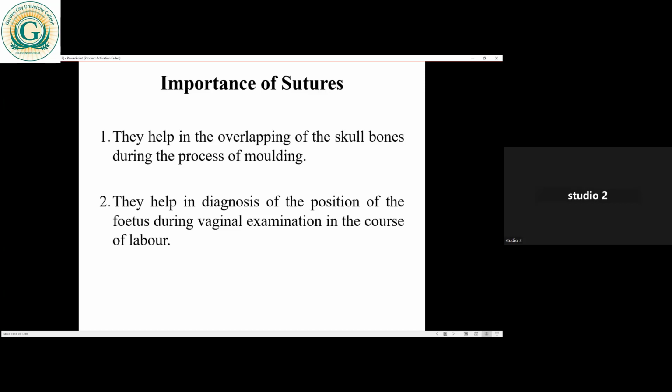If you touch the frontal suture or coronal suture, it means the baby's head is raised. If you touch the back suture, that is the lambdoid, it means the baby's head is well flexed. So it helps us to diagnose that.